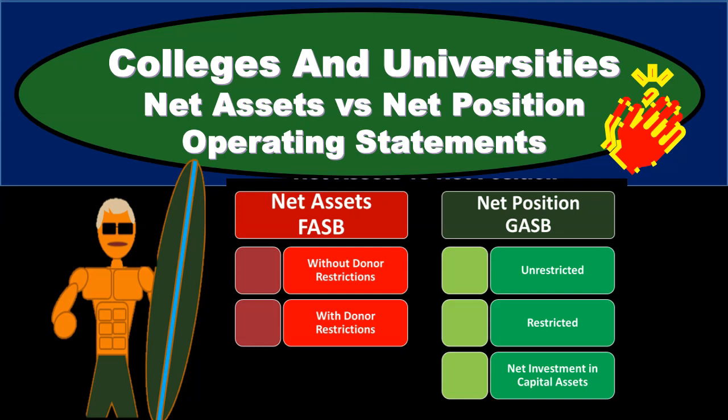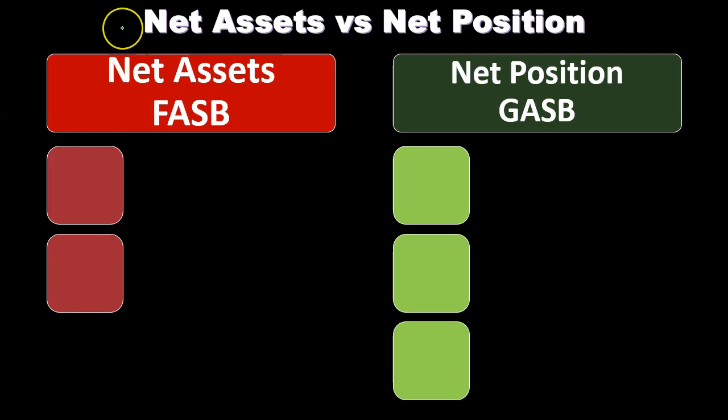In this presentation, we will be discussing net assets versus net position and operating statements with regard to colleges and universities. We're going to start off with the comparison of net assets and net position. When we think of net assets, we're talking about FASB or non-governmental institutions, the private institutions. When we're thinking about net position, we're thinking about those governmental institutions, the universities that are governmental institutions.